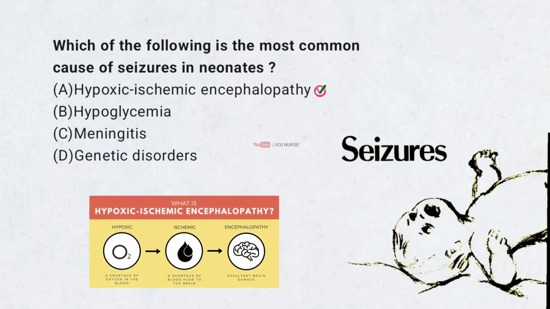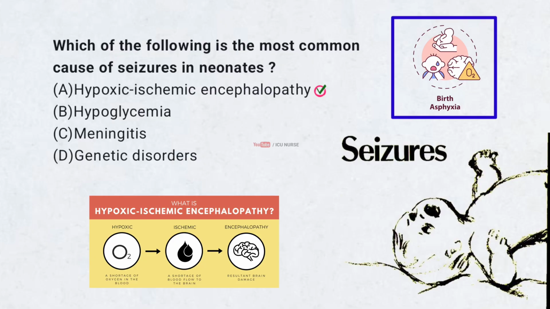Hypoxic ischemic encephalopathy is the most common cause of seizures in neonates, often due to perinatal asphyxia. It results from a lack of oxygen and blood flow to the brain during delivery.